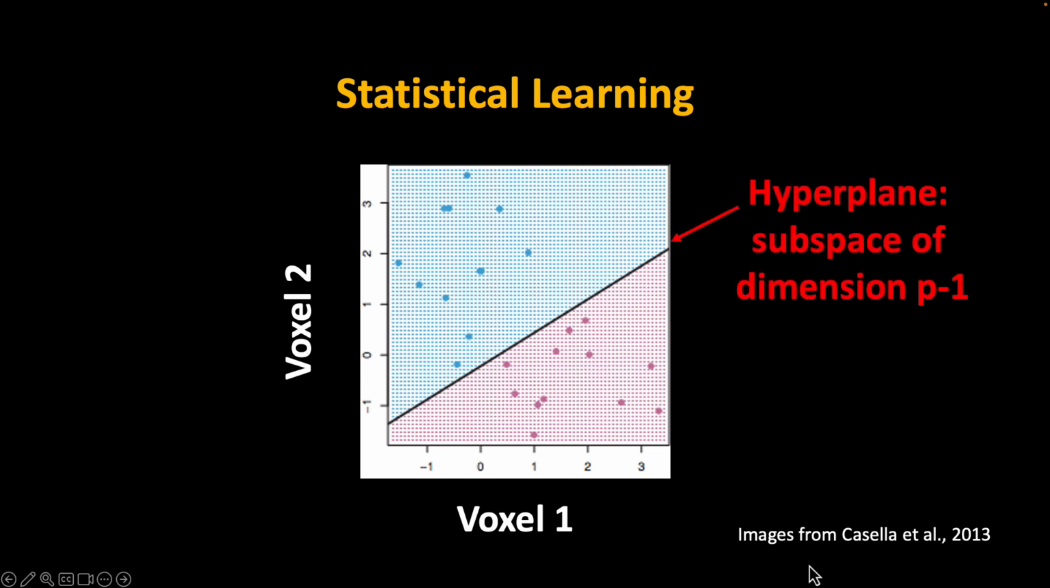So obviously, you can see just from looking at it, it's very clear that you could separate both of these conditions with a simple line. This is called a hyperplane. It's a subspace of dimension p minus 1. P meaning the number of features that you have. And let's think of features as identical to the number of voxels.